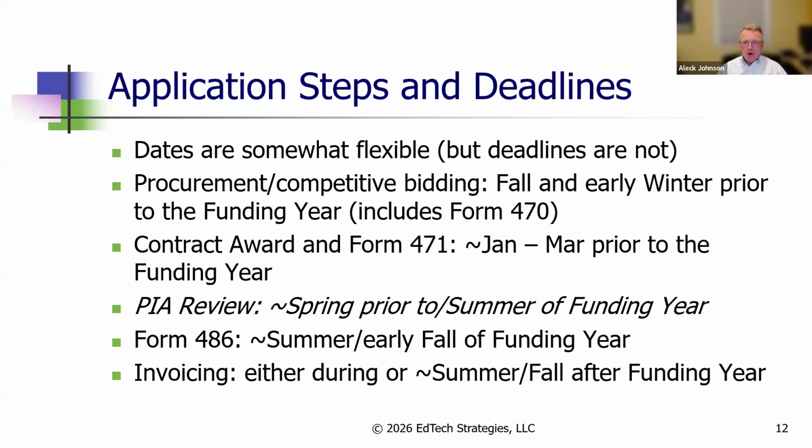The next two steps in the process, which we'll cover in next week's training, are the Form 486, which you file after you've gotten through PIA review and received your funding commitment decision letter, and then doing invoicing. And like I said, we will cover those in next week's training. We will also cover invoicing a second time in the fall, unless everybody's already got their invoices filed by the time we get around to doing the next set of trainings.